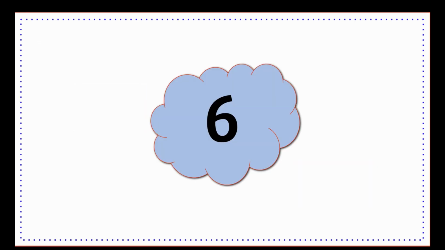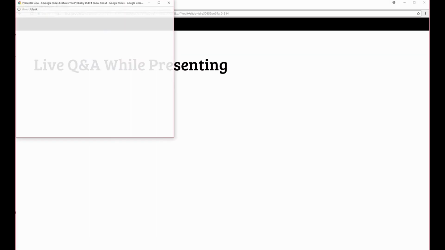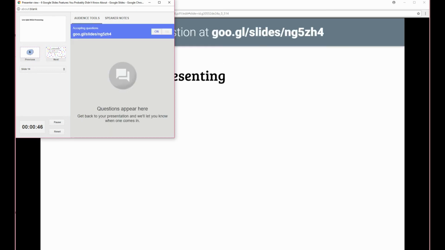Now, the last tip, number 6, is how to do live Q&A while presenting. So for this, you're going to reference the same ribbon and click Q&A. And then you can either continue an old poll you might have or start new. So if you start new, you're going to have this new link come up, and you're going to have your audience members type this into their browsers. Once they do that, they can log into their Google account, and then they can ask the presenter questions on their phone.